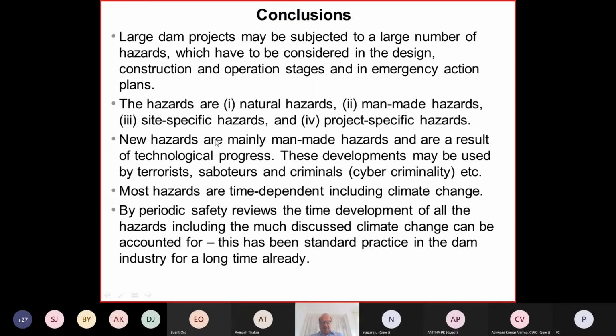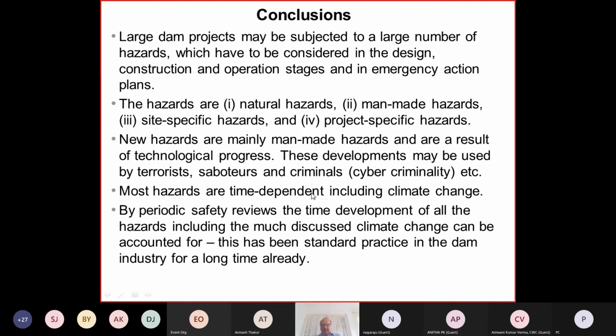Now, number three, new hazards are mainly man-made hazards and are a result of the technological progress. These developments may be used by terrorists, saboteurs, and criminals. I mentioned cyber criminality. These days, let me say, it is apparently easy to deal with drones. You know, just remotely, some terrorists can attack some vulnerable parts of some power plants by drones.